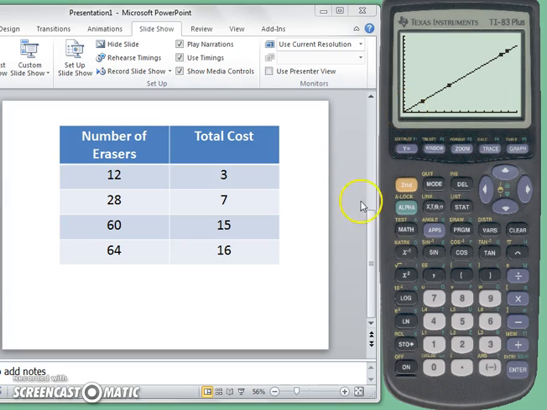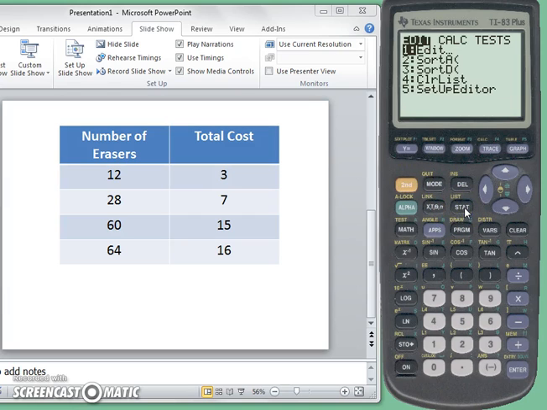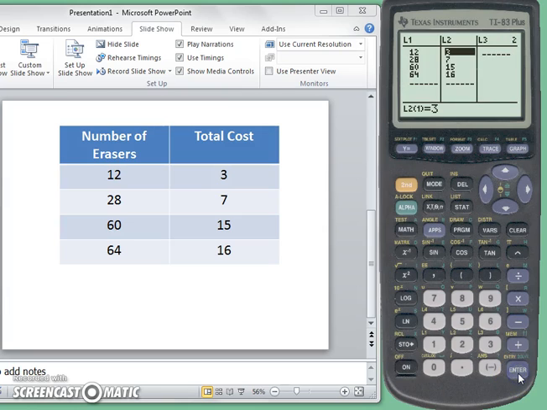So that's how you can use the graphing calculator to enter data into stats and confirm to see if it is proportional.